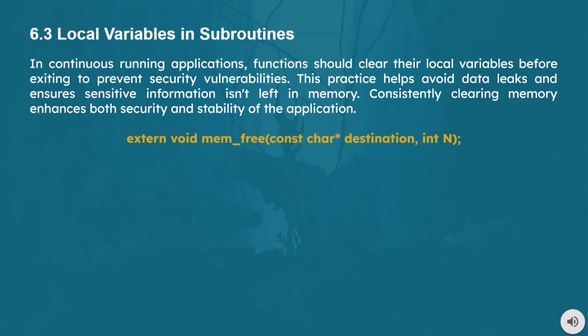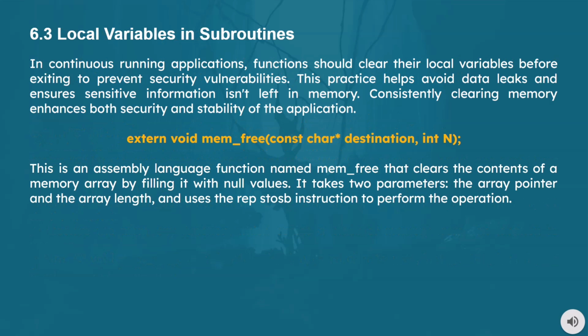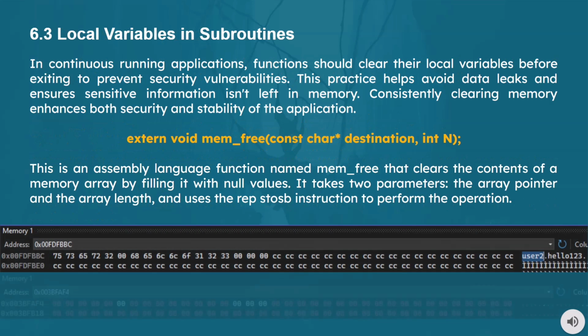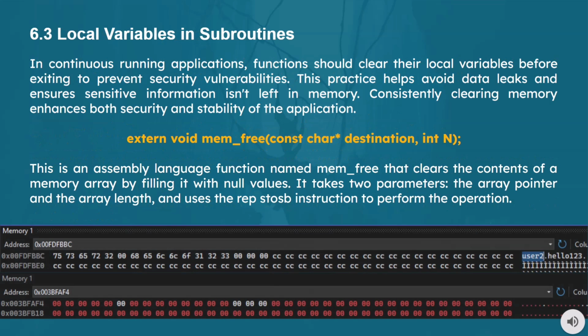The mem_free assembly function securely clears sensitive data from memory by filling an array with null values, using the rep stosb instruction to prevent data leaks and enhance application security and stability.